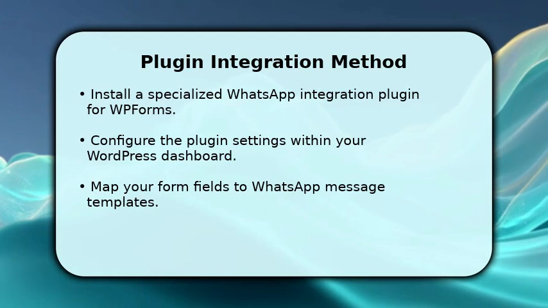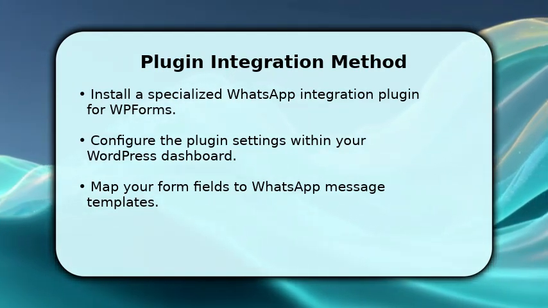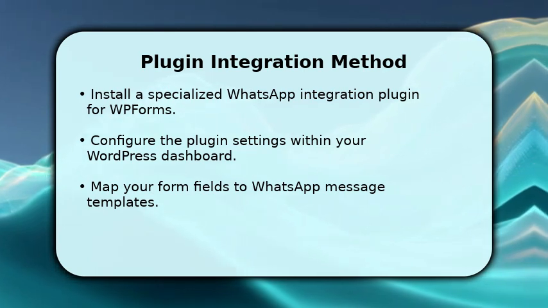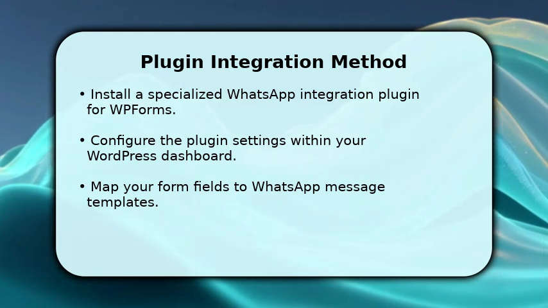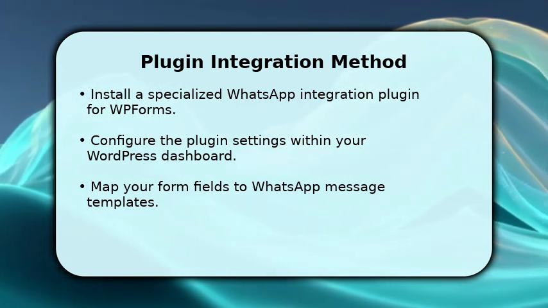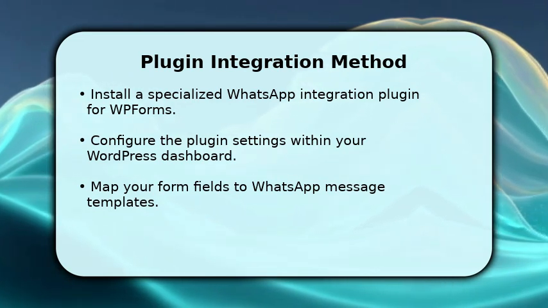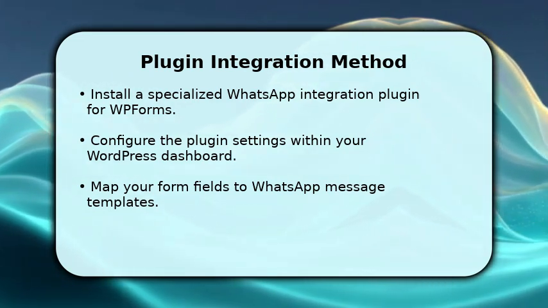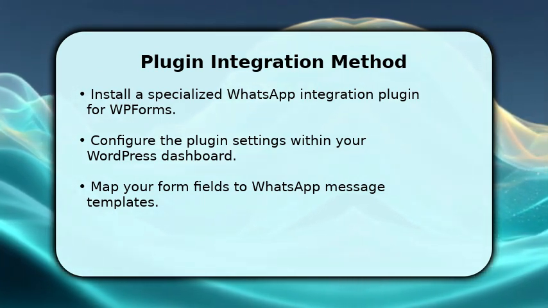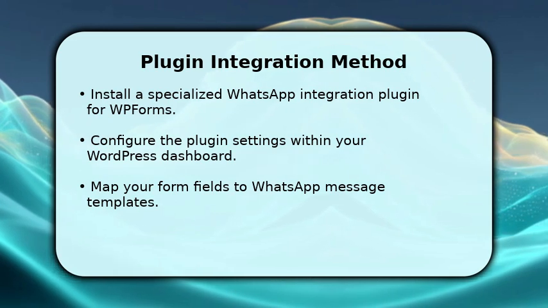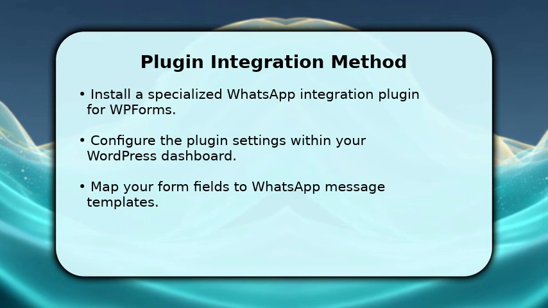One straightforward approach involves using a dedicated WordPress plugin designed for WPForms and WhatsApp integration. After installing and activating the plugin, you will navigate to its settings within your WordPress admin area. Here, you can easily connect your WhatsApp account and specify which WPForms submissions should trigger a message. This method is often user-friendly, requiring minimal technical expertise to set up and manage, typically taking just a few minutes.